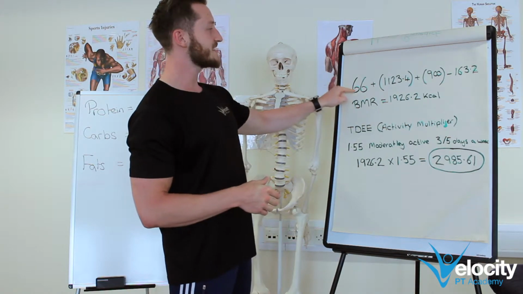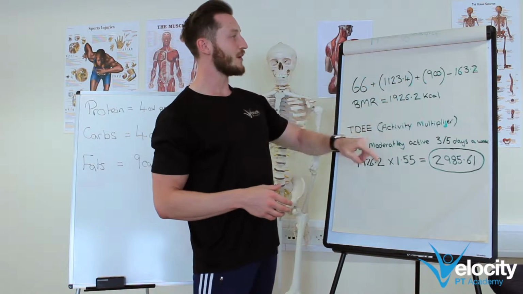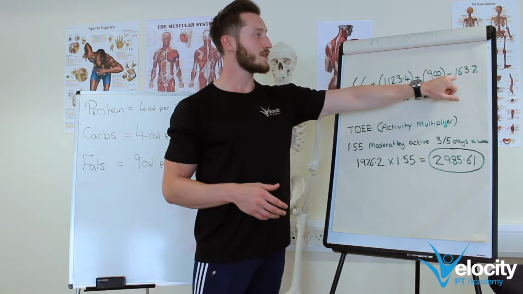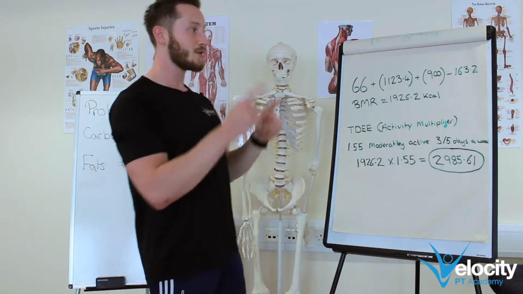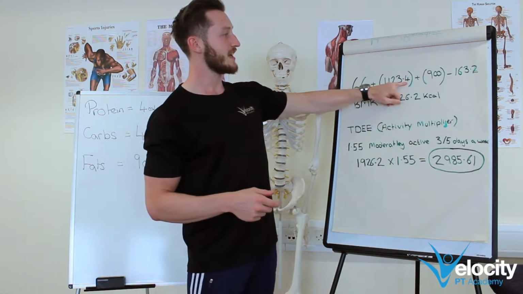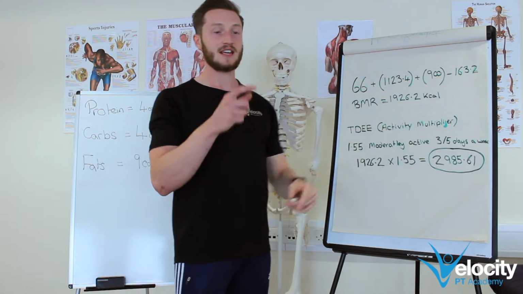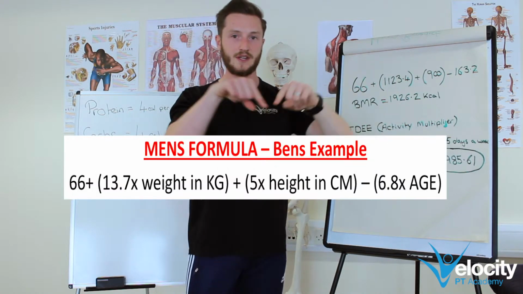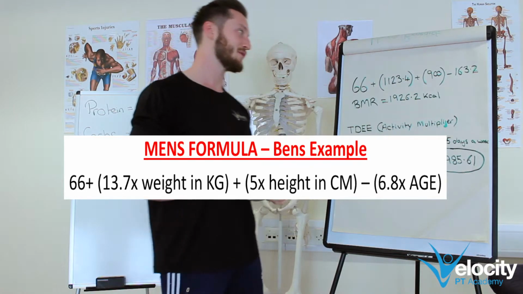So we've got here 66 plus 1,123.4 plus 900 minus 163.2. I hope you know where I got those from. It's from the previous Harris-Benedict equation. So that is my weight in kilos, my height in centimeters, and my age, either multiplied or taken away by the factors previously. We'll put the equation up here for you to have a quick look at now, so you can see where I'm coming from.